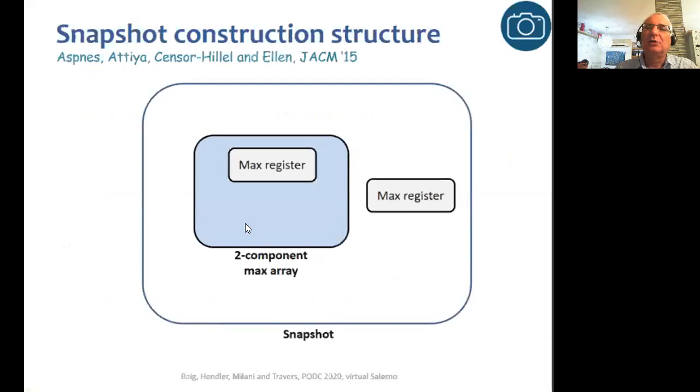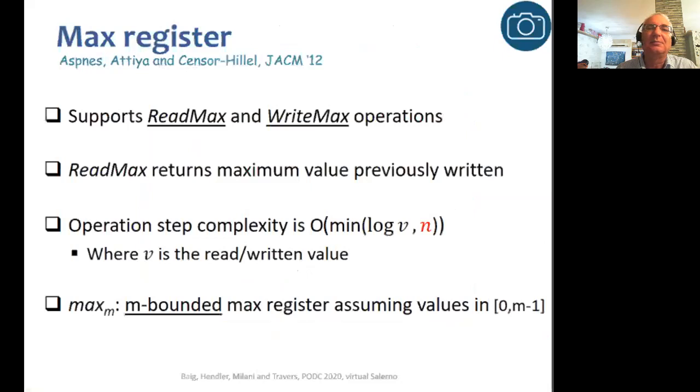So the snapshot algorithm of Attiya et al. encapsulates two types of objects, max registers and a new object type they defined and implemented, which is called the two-component max array, which encapsulates max registers as well. So next I will tell you what max registers and max arrays are.